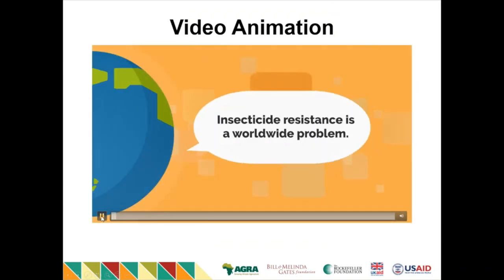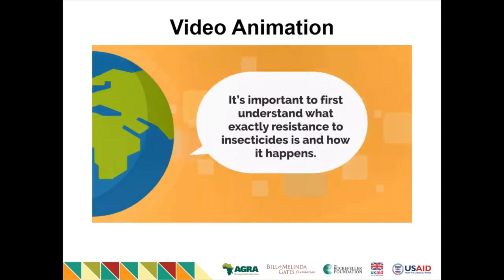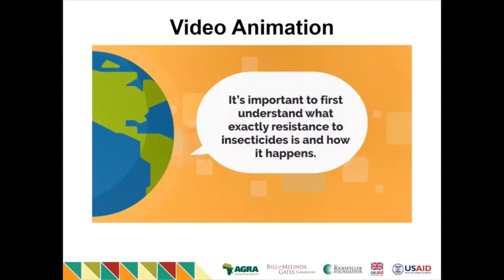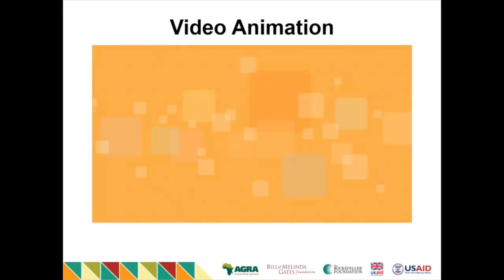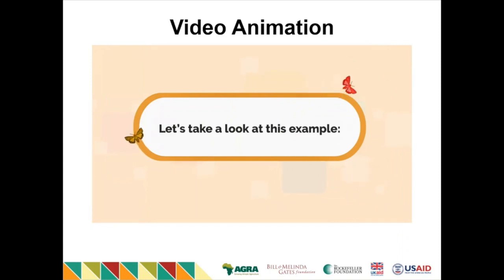Insecticide resistance is a worldwide problem. In order to prevent it, it's important to first understand what exactly resistance to insecticide is and how it happens. Resistance to insecticides is defined as a heritable change in the sensitivity of a pest population that's reflected in the repeated failure of a product to achieve the expected level of control when used according to the label recommendation for that pest species.